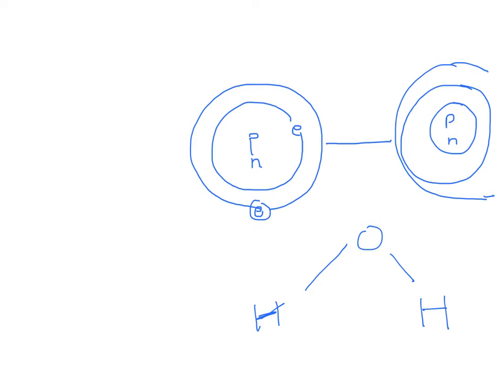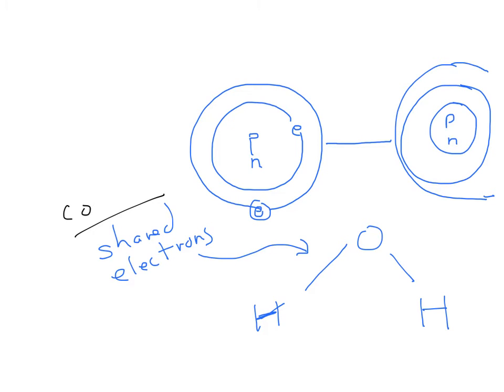In a bond between oxygen and hydrogen, the electrons are shared. This is called a covalent bond. The other one is the ionic bond, in which electrons are transferred, but what you find in most molecules dealing with living things are covalent bonds.